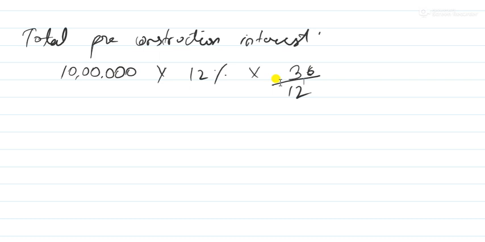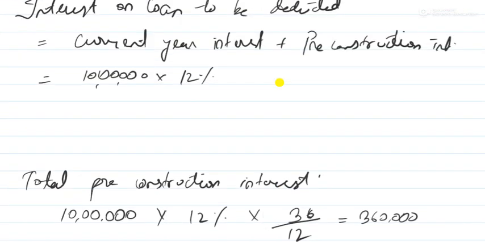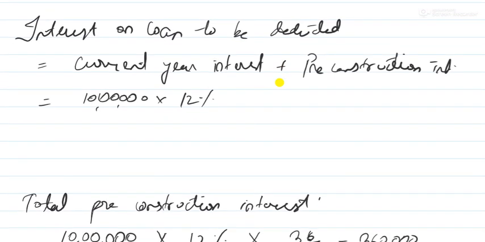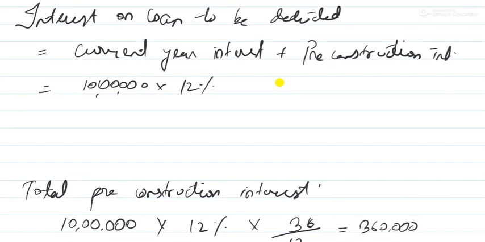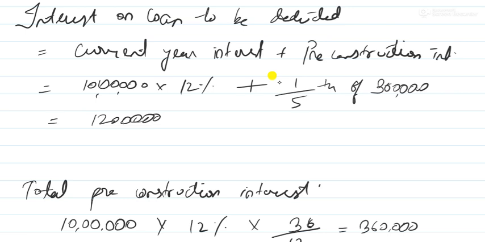So 10 lakh into 12% divided by 12 into 36. So the total interest comes to 3,60,000. Now, in the first year of interest on loan deduction, how much of 3,60,000 will be included? How much? 1/5 of 3,60,000. Okay, so 1,20,000 here will be provided.